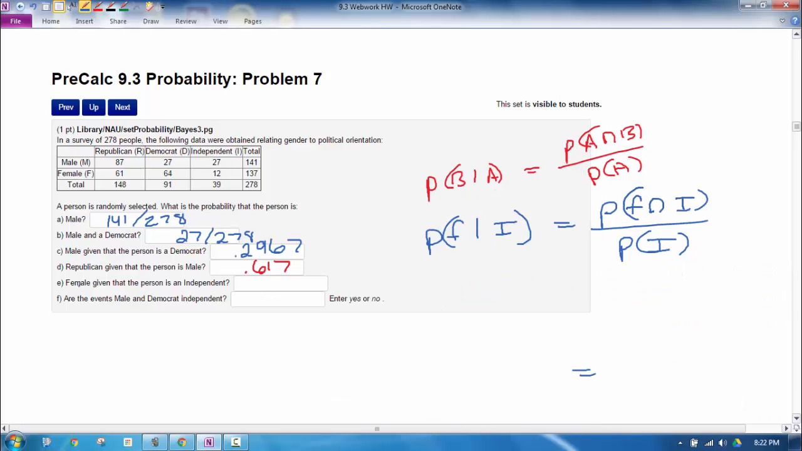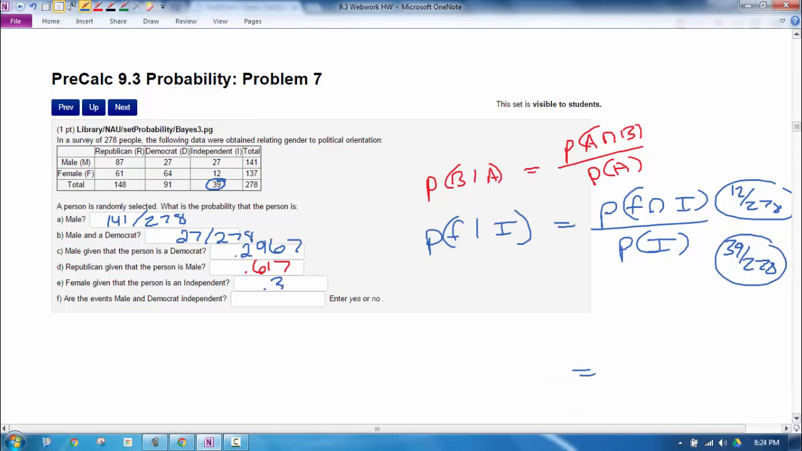Okay, the next part, find the probability someone's female given that the person is independent. So if you follow this conditional probability formula, just fill it out. Probability someone's female given that they're independent is the probability that they're female and independent divided by the probability that someone's just independent. So the probability someone's female and independent would be 12 out of the total 278. And the probability that someone is independent would be 39 out of 278. So if I divide those two numbers, I get 0.308.